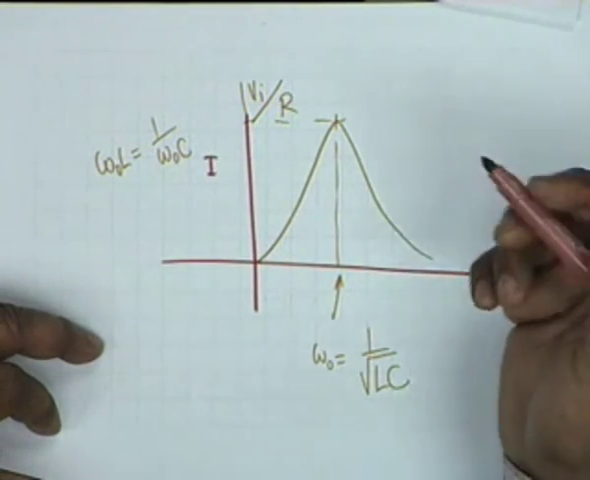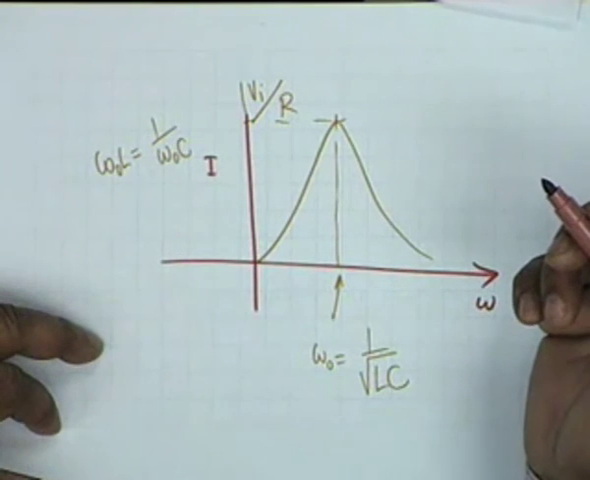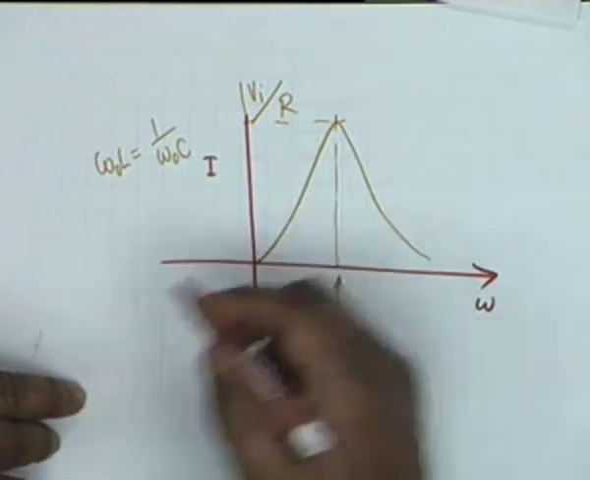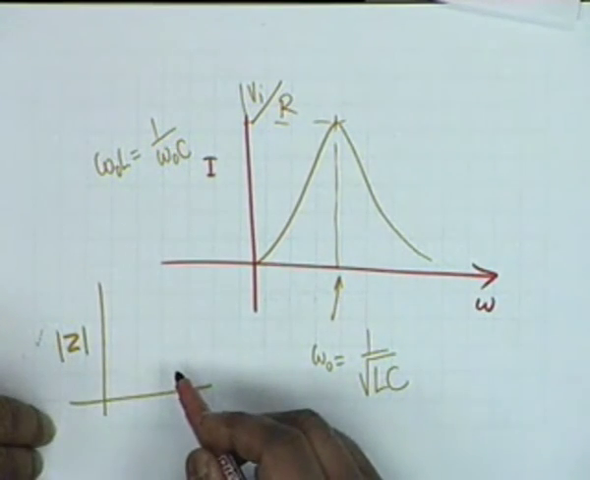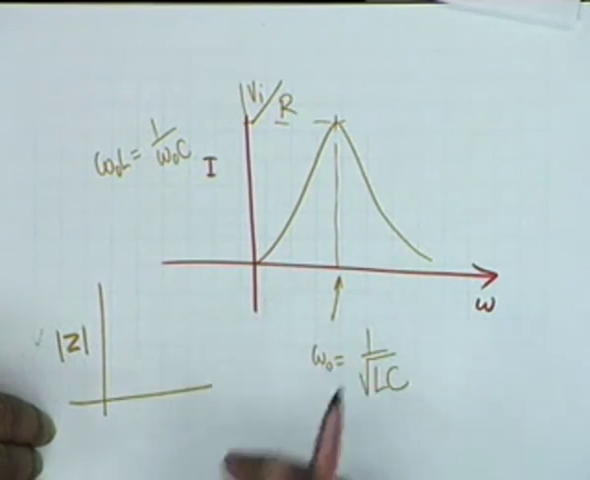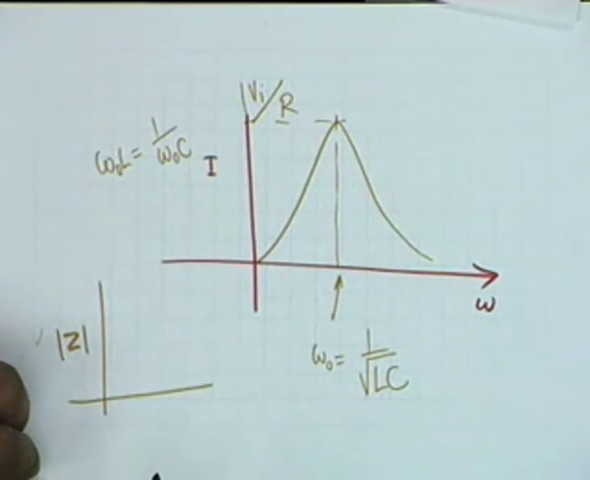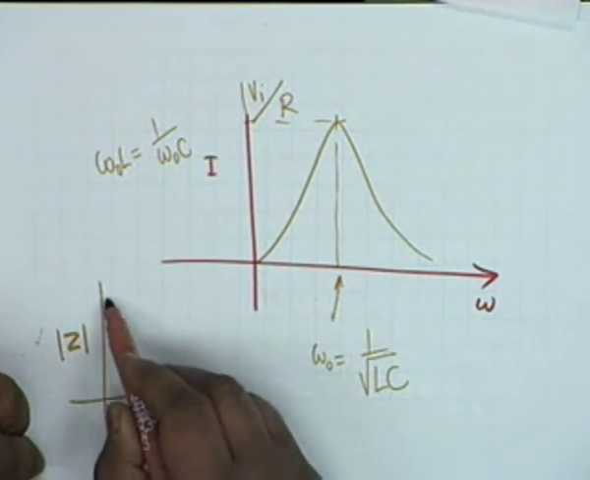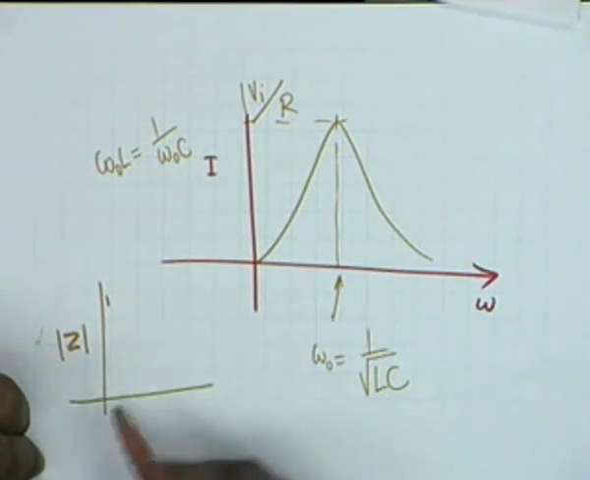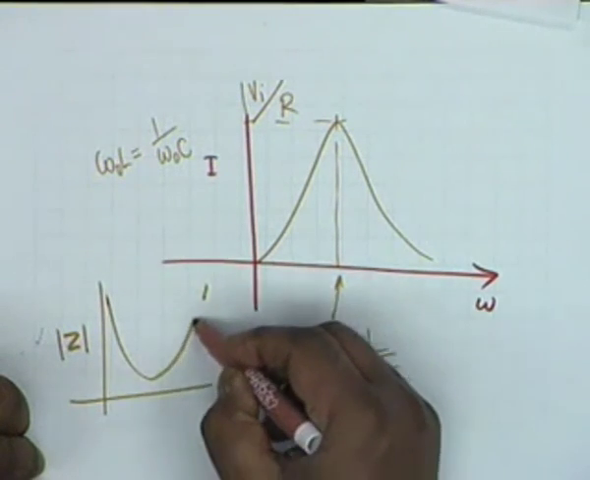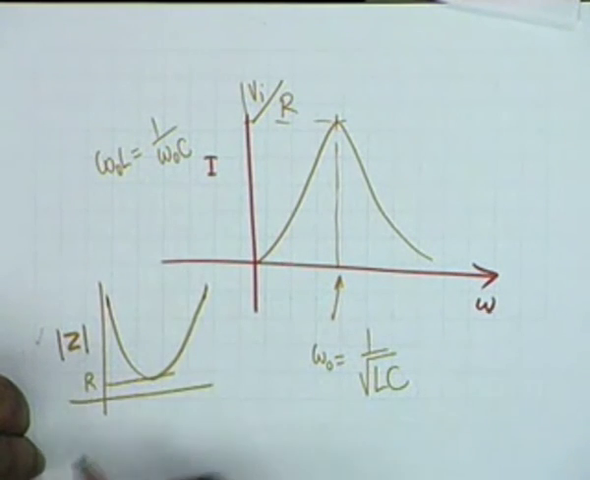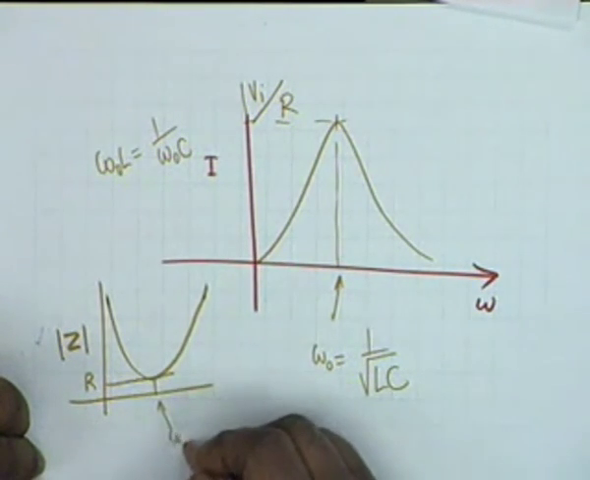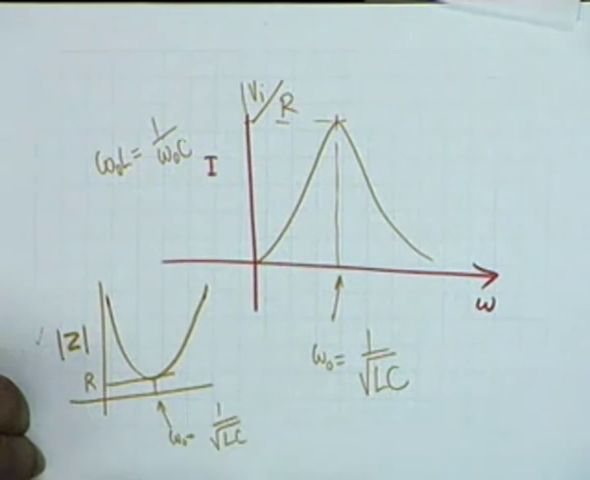Now this is obviously a reflection of the fact that the impedance of the RLC circuit, if you plot that, the magnitude of the impedance, obviously it goes through a maximum or minimum? Minimum. It is infinitely large at DC, infinitely large at infinite frequency, and in between it goes through a minimum where the value is capital R. And this happens at the frequency 1 by square root LC.